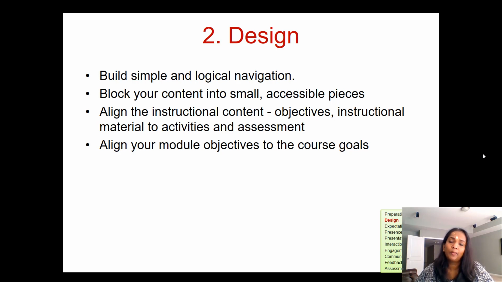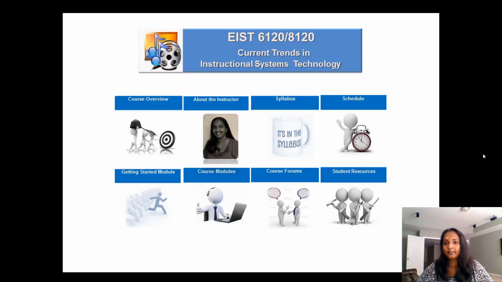Block your content into small accessible pieces. Chunking is important. I usually do it by week. Some faculty do two or three weeks together, so you want to see what works for the particular content that you're teaching. Alignment is critical. You want to align your instructional content with objectives and instructional material to activities and assessment. Students should be able to see that clear alignment between those four things. And also you want to make sure that each weekly objective is aligned to your course goals.